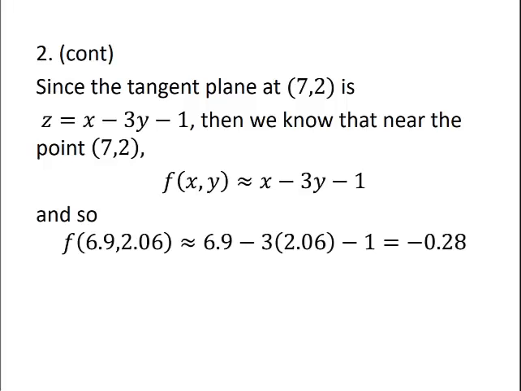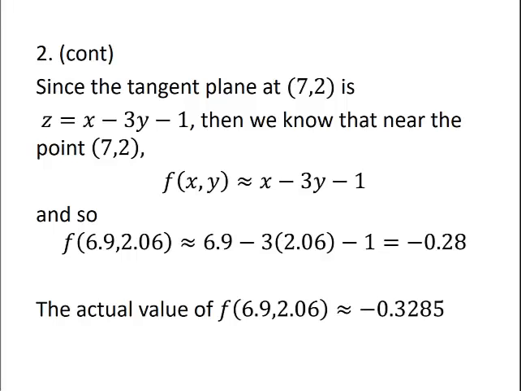And so we can approximate our function at (6.9, 2.06) by evaluating our tangent plane at that point. So we see that our function is approximately negative 0.28. And when it's possible, it's always nice to double check that our answer seems reasonable. So you can find the actual value of the function by plugging into that natural log equation. And we see that the actual value of the function is approximately negative 0.3285. So our answer seems reasonable.